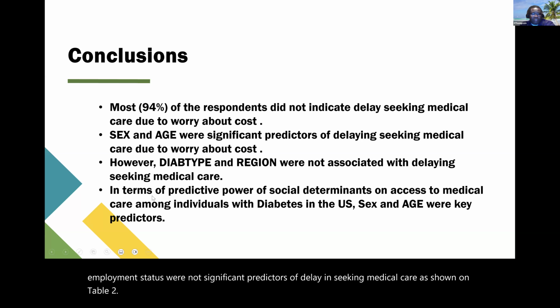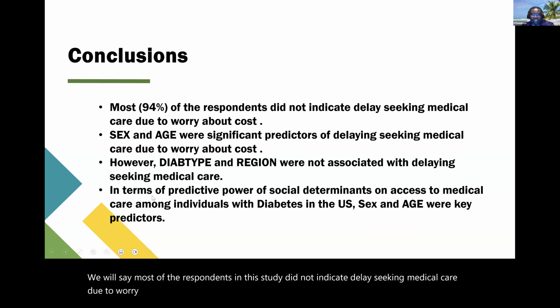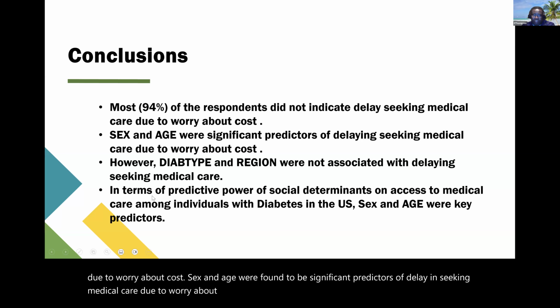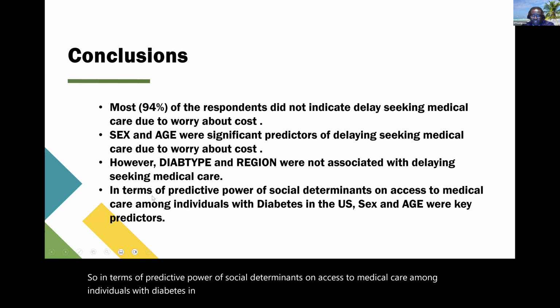So in conclusion, most of the respondents in this study did not indicate delaying seeking medical care due to worry about cost. Sex and age were found to be significant predictors of delaying seeking medical care due to worry about cost. However, diabetes type and region were not associated with delaying seeking medical care. So in terms of predictive power of social determinants on access to medical care among individuals with diabetes in the US, sex and age were key predictors.